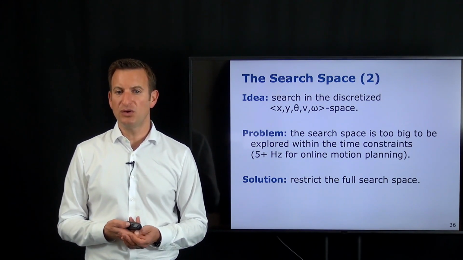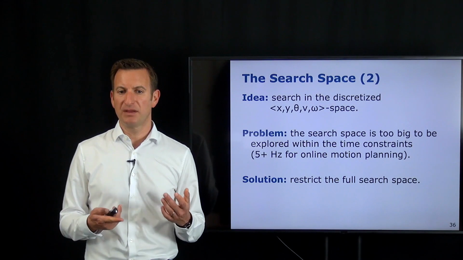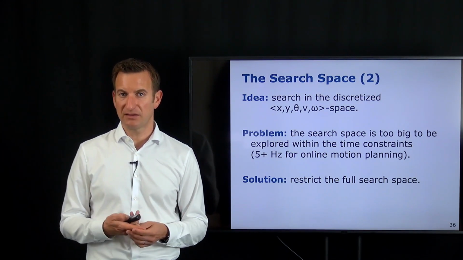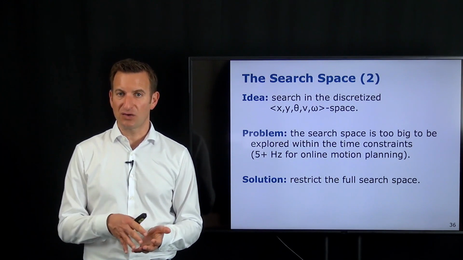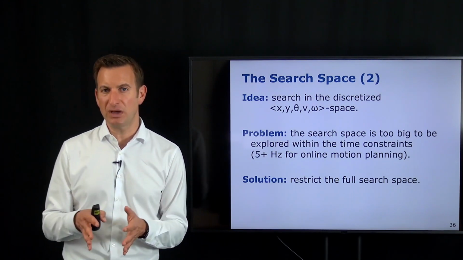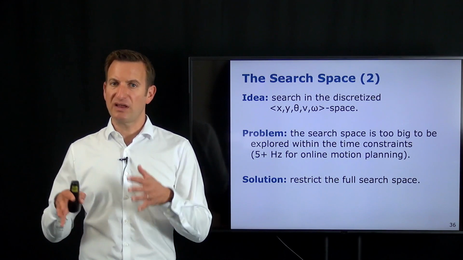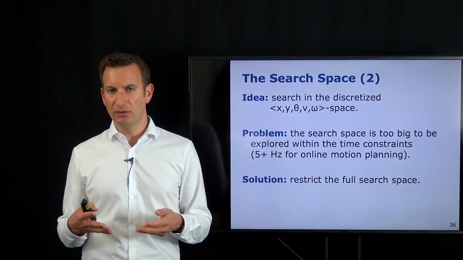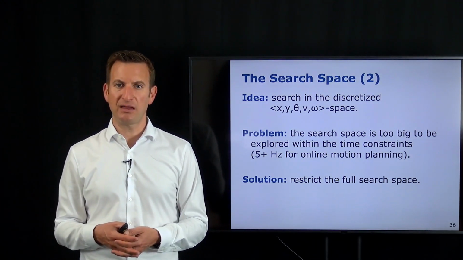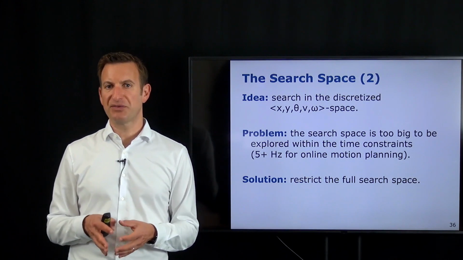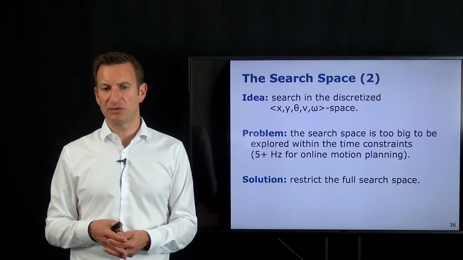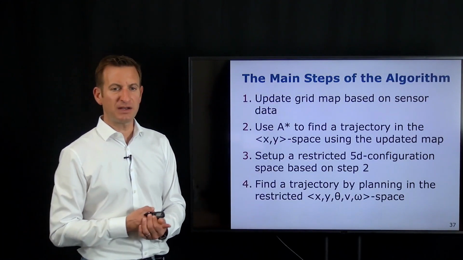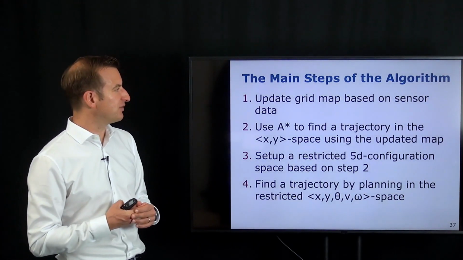So what we need to do is do better than planning in that 5-dimensional state space. And the key idea is that we can gradually build this up. So we start from a 2-dimensional space and then extend the state space so that not the full 5-dimensional state space needs to be taken into account, but only a small subset that is likely to contain my optimal solution. We can do this with an approach taking 4 main steps into account.